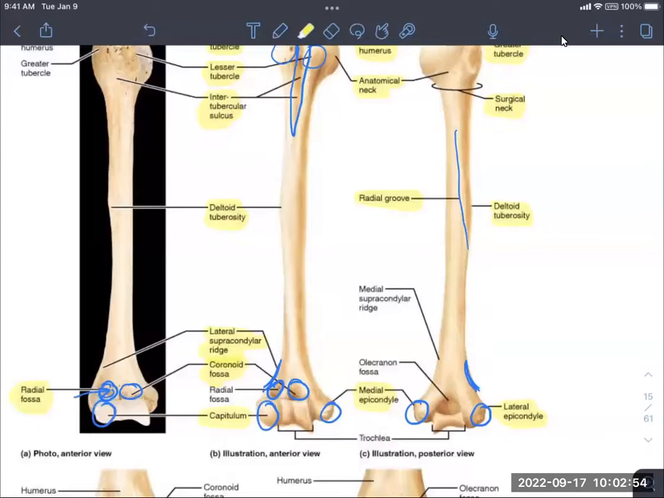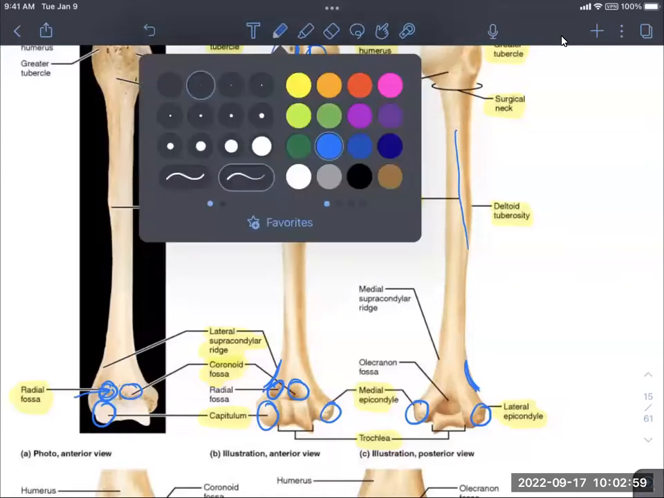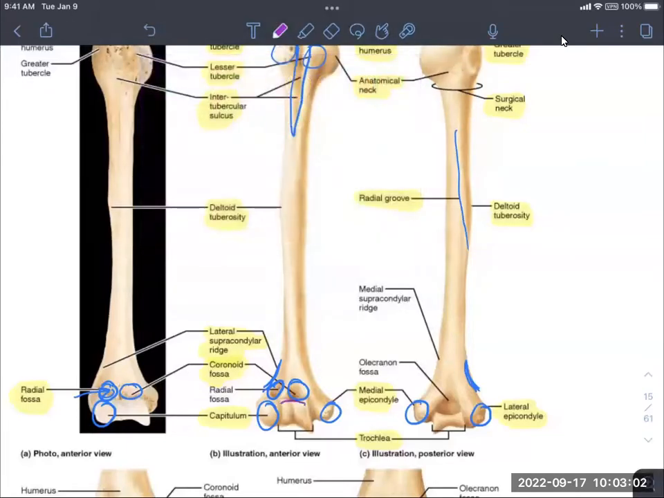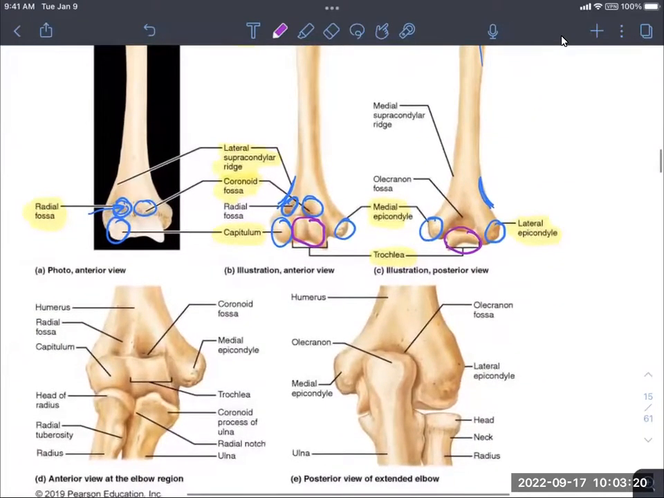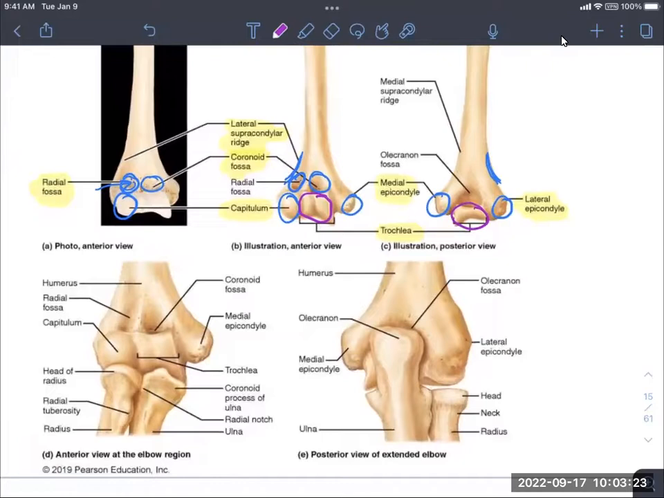We also have a trochlea. You see it from the different sides. Let me get a different color. We have the trochlea from this side and the trochlea from this side. That is what actually articulates with the olecranon of the ulna. So here's a closer view where you see the radius, you see the ulna and how it articulates to make your elbow joint.